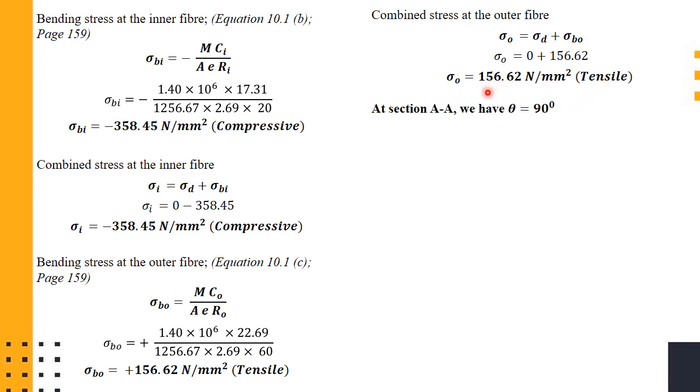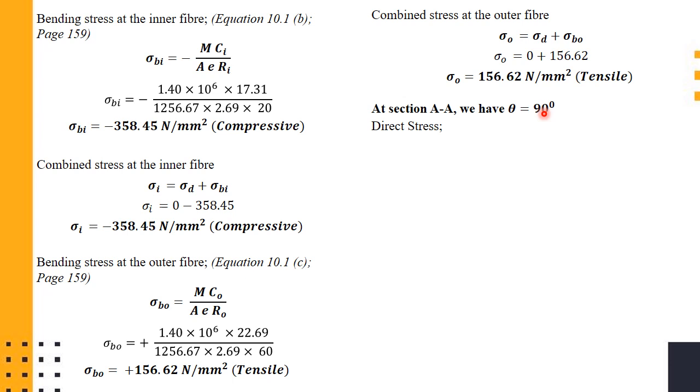So we completed calculating the bending as well as combined stresses at the inner as well as the outer fiber. Next we'll go ahead and calculate the stresses that are generated at section AA. Section AA is 90° away from the line of action of load.